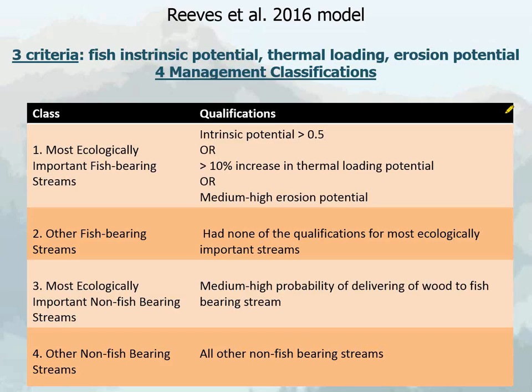There's a GTR coming out by Gordy Reeves and his colleagues, and I was interested in that because he chose 3 considerations. You know, I showed you much more than 3, but for fish, he looked at intrinsic potential, thermal loading, and erosion landslide potential as the 3 considerations, and developed a model from that. And I'm not going to go into the details, but he has 4 management classifications shown here.